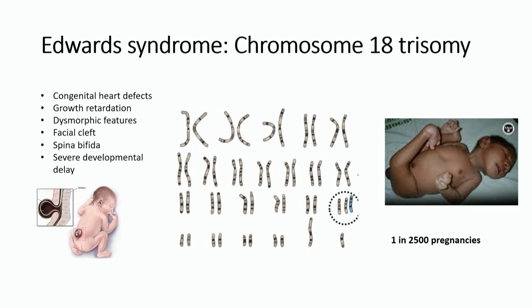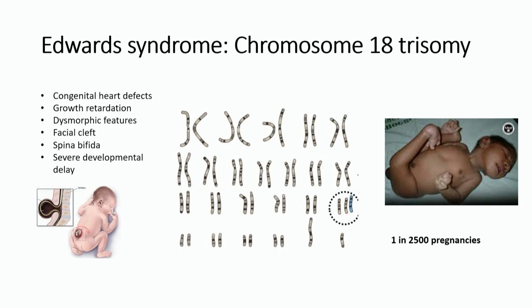They have congenital heart defects, growth retardation, dysmorphic features. You can see dysmorphic features here. You can see the legs, see the limbs. They are dysmorphic. There is a facial cleft, and very importantly, spina bifida. So what happens is that inside you have the neural tube, and then the spinal cord is all around. The neural tube is closed.